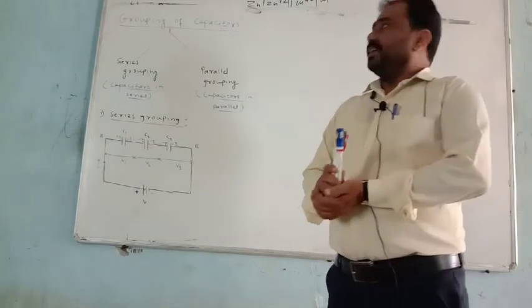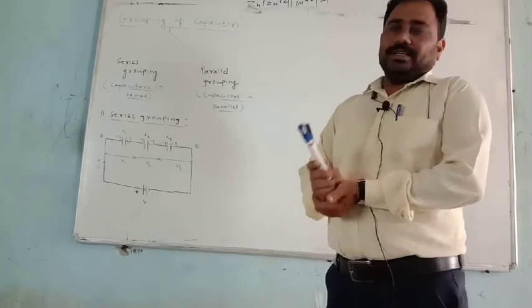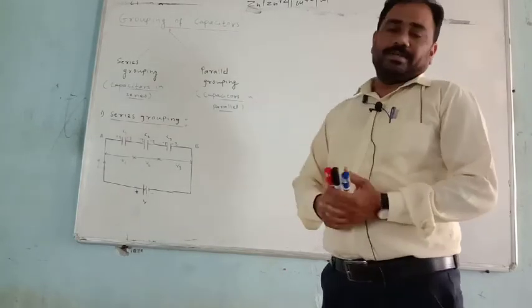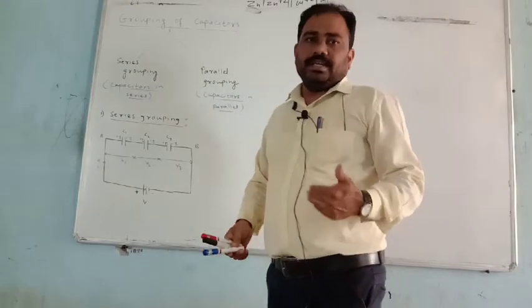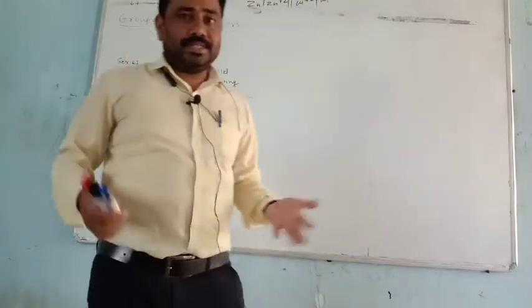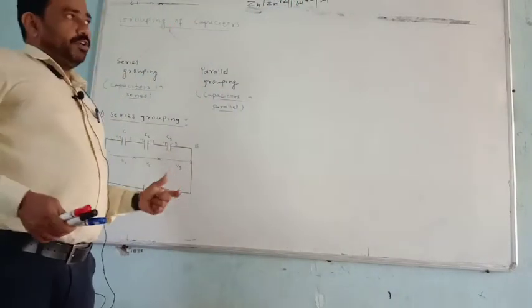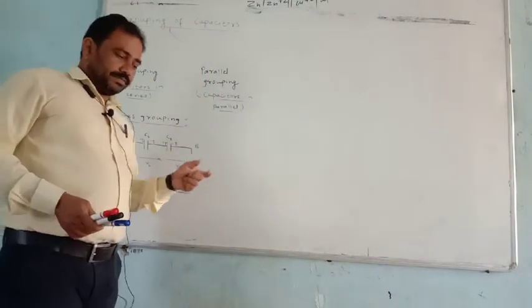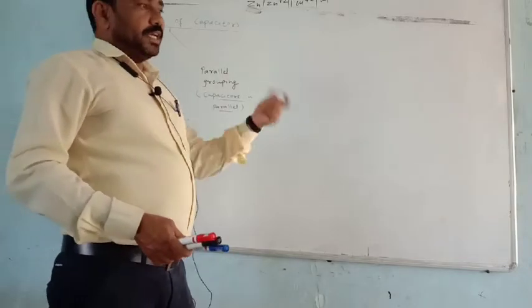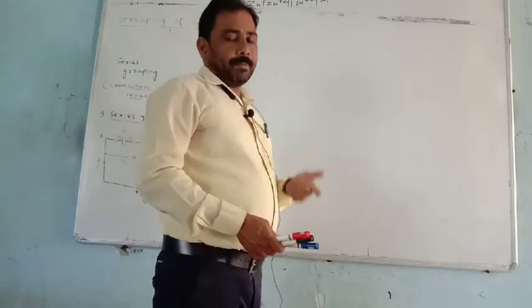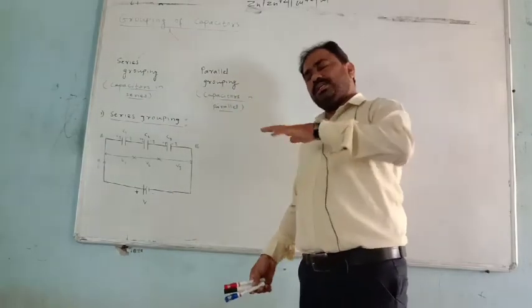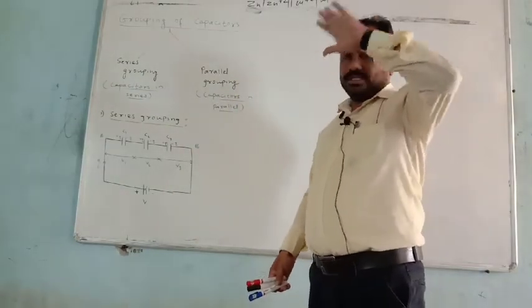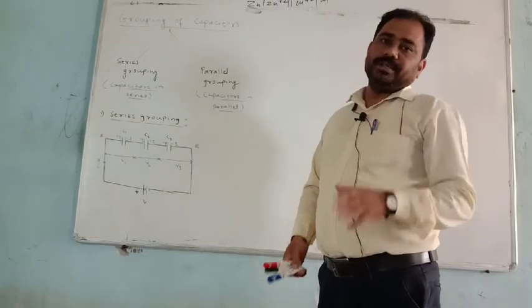Our next article is about the capacitor, that is, grouping of capacitors. Actually, we have seen in our previous lectures what a capacitor means, the basic formula to calculate the capacitance of a capacitor, and which types of capacitors there are: parallel plate capacitor and spherical capacitor. We have seen all of these things in our previous videos.